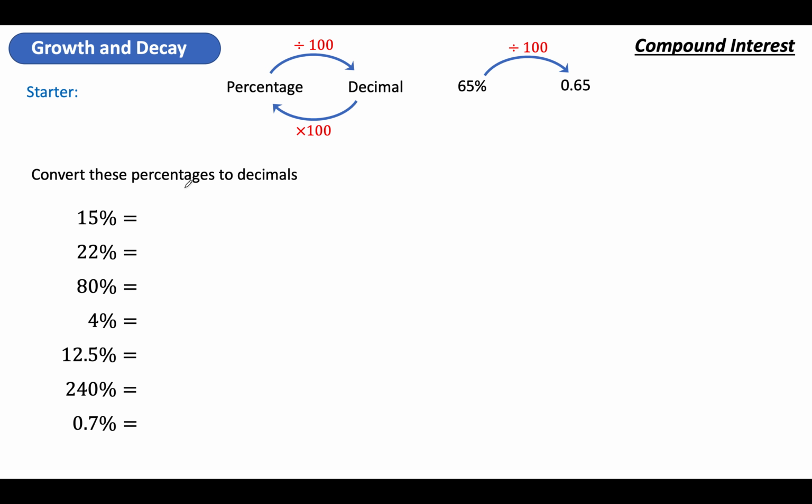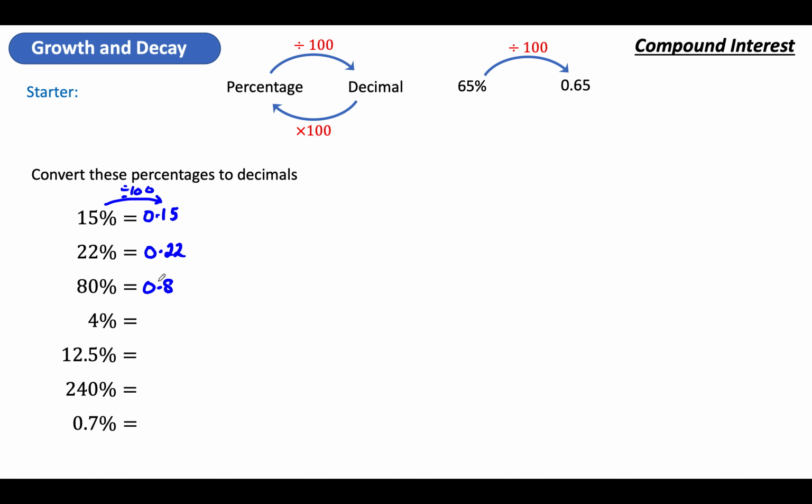So hopefully you have changed these to decimals, and you do that, as we said, by dividing by 100. You're going to make it two places smaller. Same numbers, just two places smaller. So the decimal point has got to move, or as we know, really, the decimal point doesn't move, the numbers move. So this would be 0.15, which is the same as 15%. 0.22 is the same as 22%.